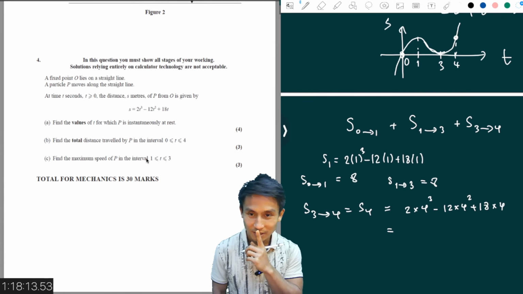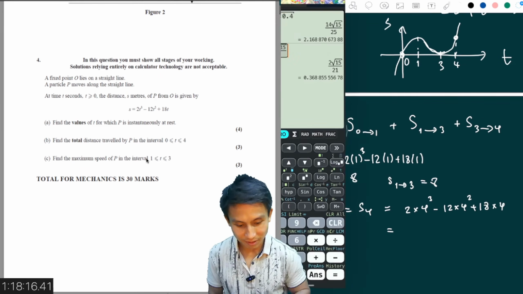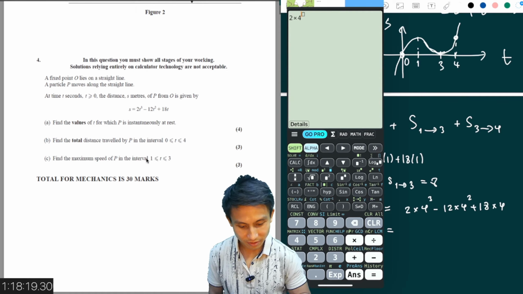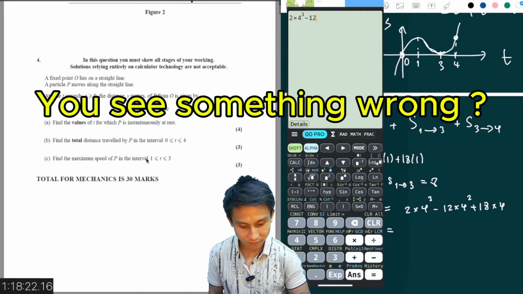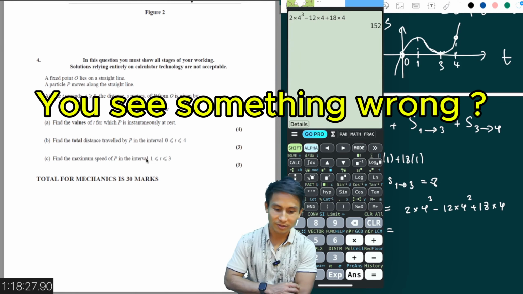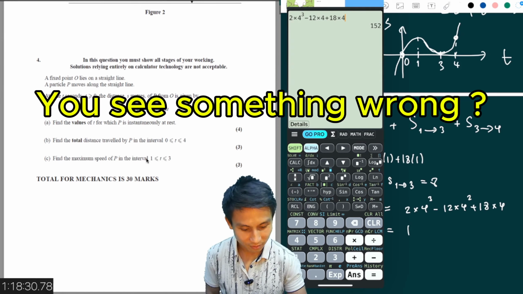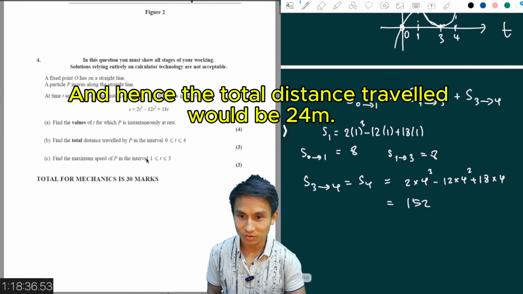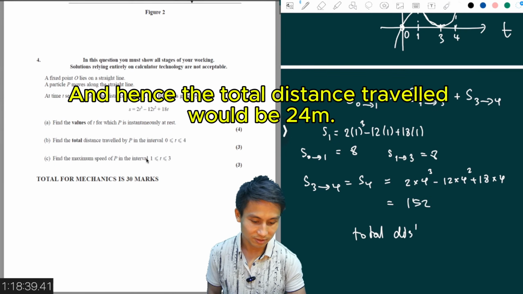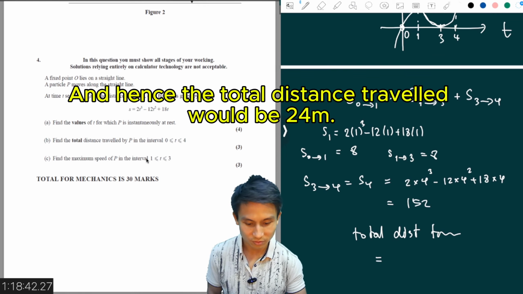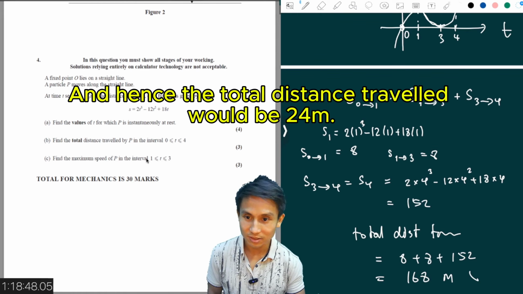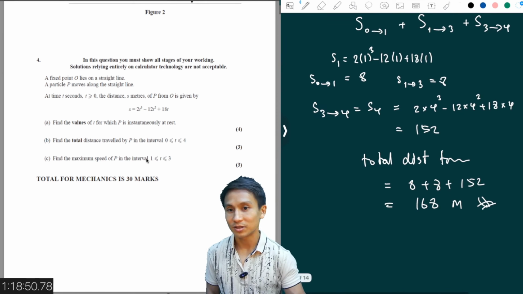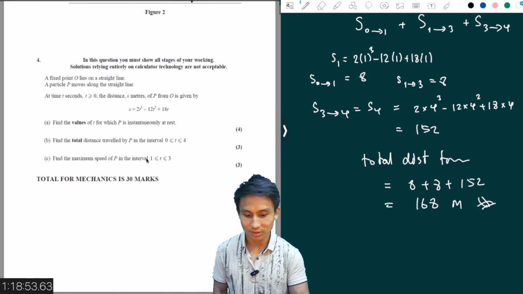I'm just checking the substitution here. Yeah, and then plug in the calculator. 2 times 4 to the 3 minus 12 times 4 squared plus 18 times 4. Okay, here we go. Yep, 152. So we add them all up, right? So total distance traveled is equal to 8 plus 8 plus 152, 168 meters, right? Meters, yeah. Yep, so let's call it that.